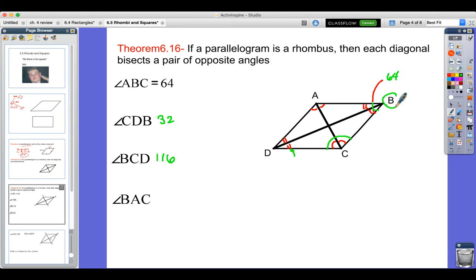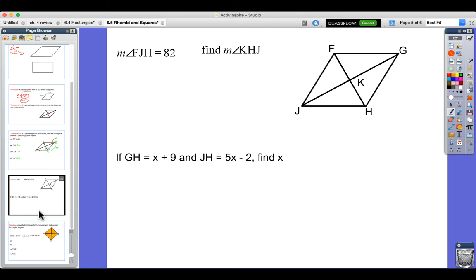116, because remember, this is still true. It's still a parallelogram. So this whole angle B and this whole angle C equal 180. So if this whole angle B is 64, this whole angle C, or BCD, is 116. Well, what is BAC? So what is this little half right here then? Well, if the whole thing is 116, then half of that would be what? 58. Yeah, 58. Good.